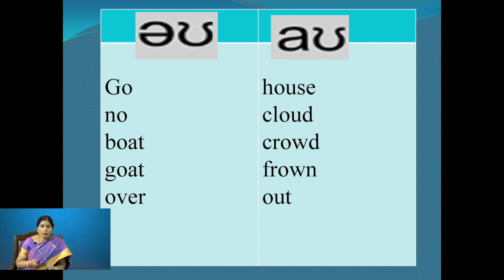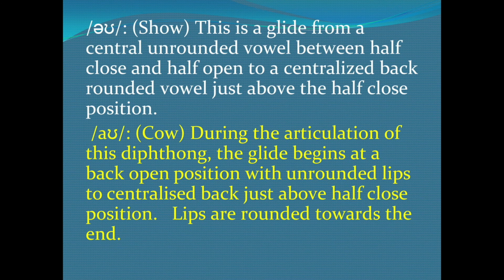So like in cow, also the same. During the articulation of this also, it moves towards just above the half close position. So in show, it is moving from a central unrounded vowel, so lips are unrounded, from between half close and half open to above the half close position.